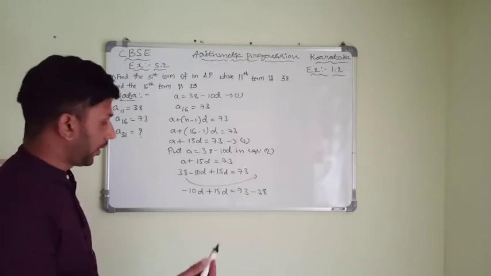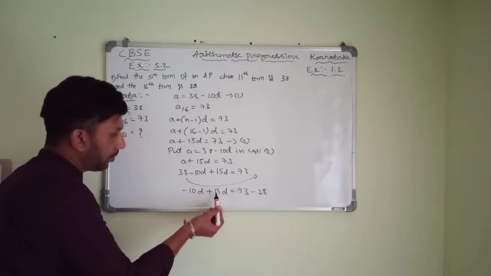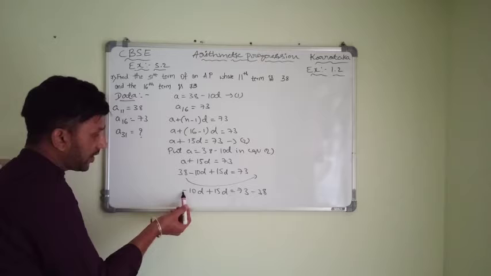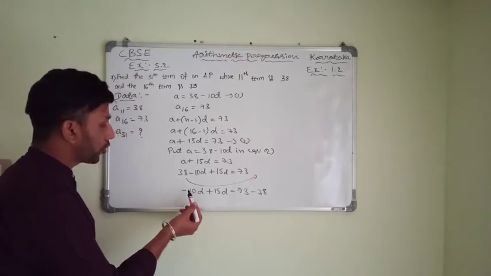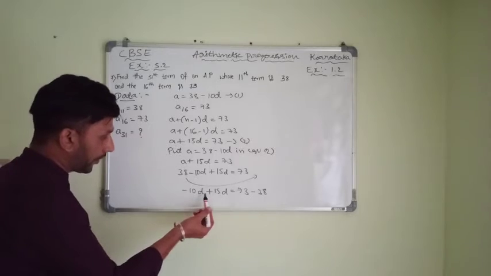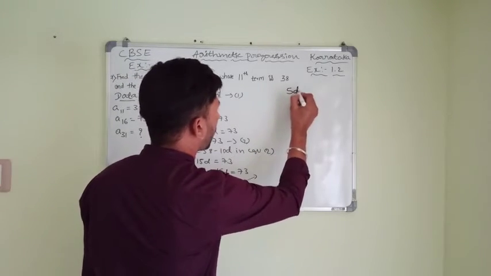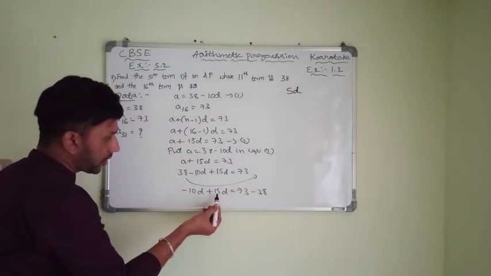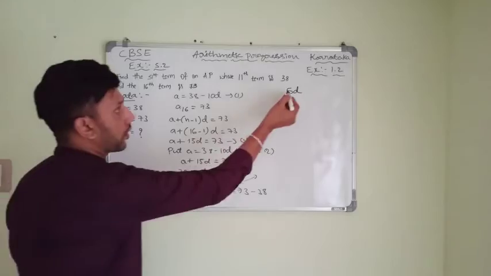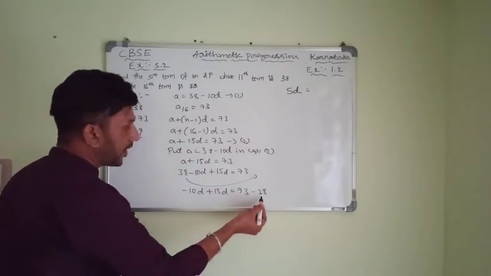Now just observe here, you need to subtract 10d and 15d because here minus is there, here plus is there. So minus into plus will be minus. So therefore you need to subtract. If you subtract 15d minus 10d, the answer will be 5d, nothing but plus 5d, because the sign of the bigger number 15 is plus. So therefore 5d equals to, here 73 minus 38.